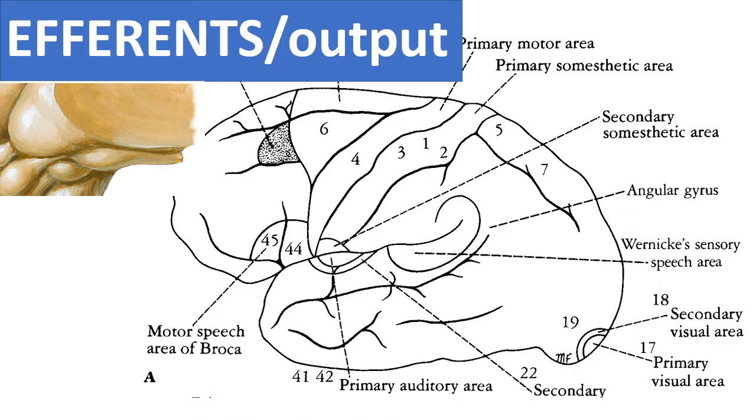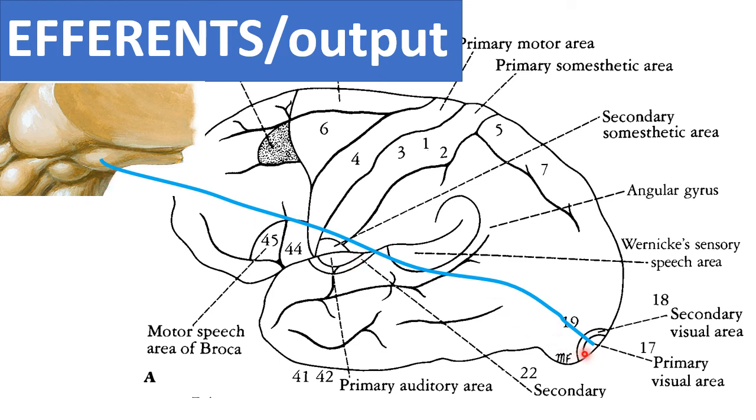Then moving to the output, or efferent fibers, the principal output of the lateral geniculate body is projected to the primary visual cortex. So for input and output, area number 17 is playing a major role. This output passes through the optic radiation, or geniculocalcarine tract. Geniculo means the lateral geniculate body.